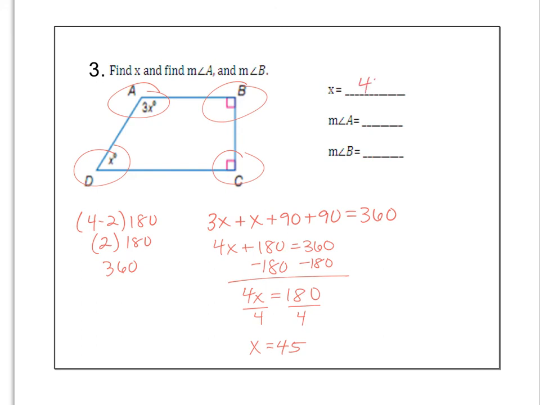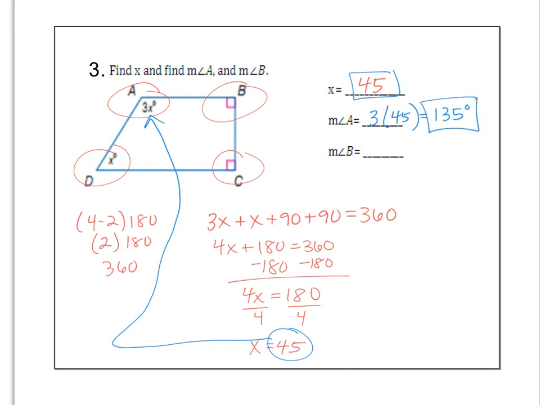So x is 45. Now we have to find the measure of angle A. So we're going to take that 45 and plug it in for x. So it's going to be 3 times 45. So grab your calculators, type that in, and I think it turns out to be 135 degrees. And then lastly, we need angle B. Well, angle B has one of those little boxes in it, so that one is just 90 degrees.